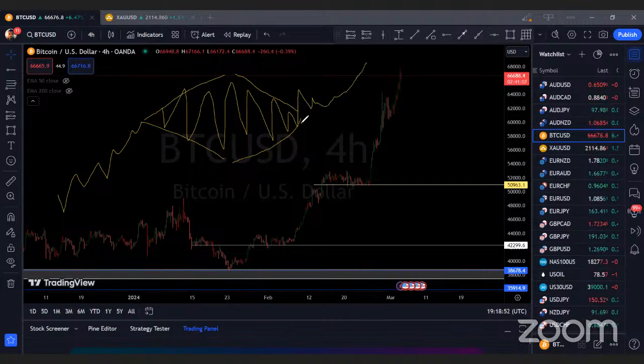So we can consider this area as an indecision zone, a consolidation, or a ranging zone, right? Now, consolidation is not the same as ranging, so you also take note of that. Now, we also have another one called the flag.